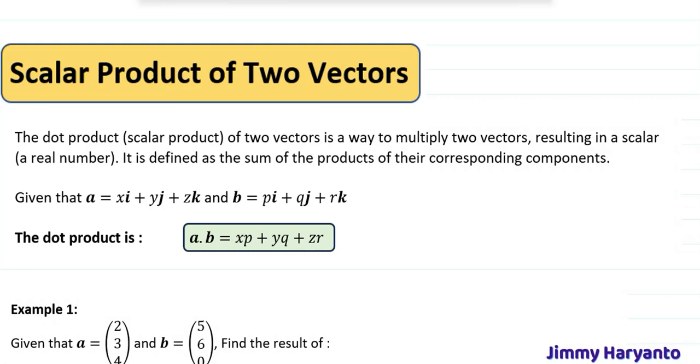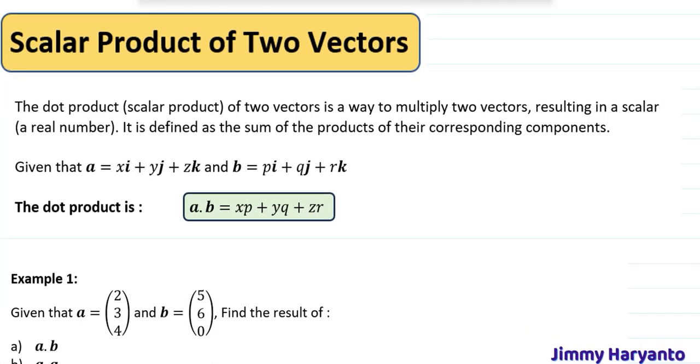Okay guys, we'll go to the next section, which is scalar product of two vectors. The dot product or scalar product of two vectors is a way to multiply two vectors resulting in a scalar or a real number. It is defined as the sum of products of their corresponding components, given that A equals xi, yj, and zk, and also we have B equals pi plus qj plus rk.